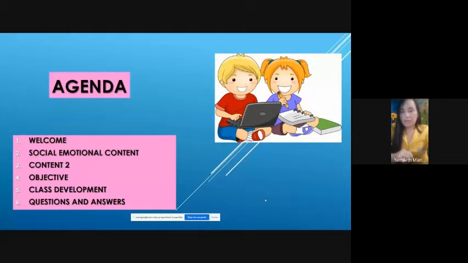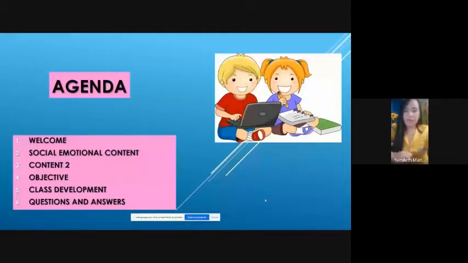Today, we are going to continue talking about the second content that will be evaluated in our English exam next week, specifically on Thursday. On Thursday, you are going to take the exam. So this is the agenda we have to follow for today's class review.